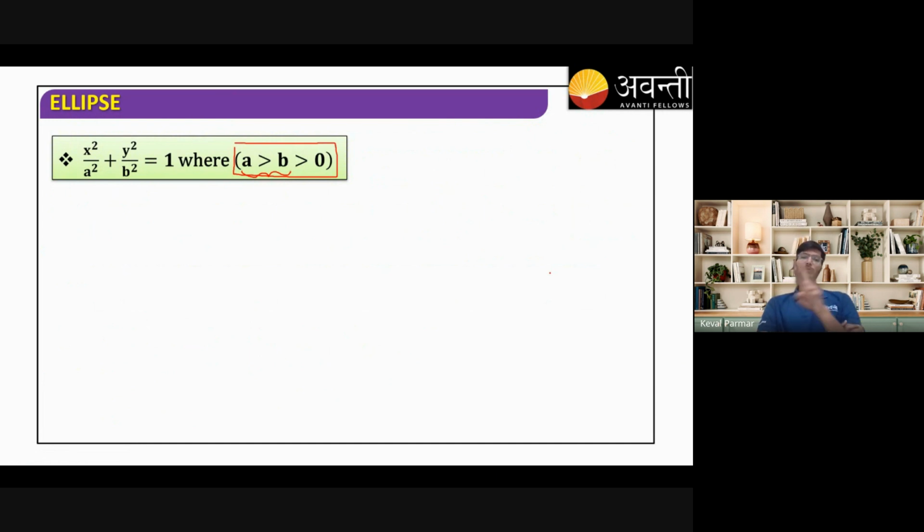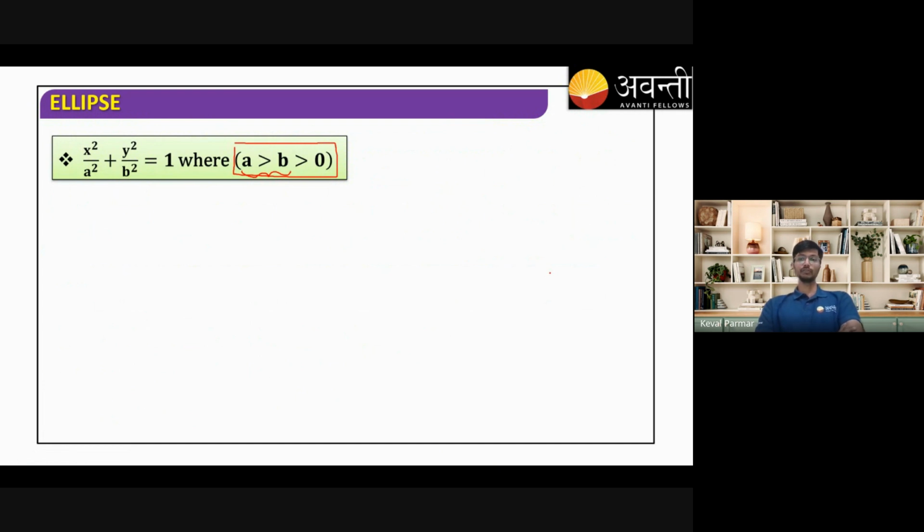Standard form. A hyperbola also has 2. Only parabola has 4 forms. Hyperbola and ellipse both have 2 standard forms. 4? No, parabola. Achha, by mistake I said hyperbola. Okay. Parabola has 4 standard forms. Ellipse and hyperbola have 2 each. Sorry, my mistake. Yeah, thank you.